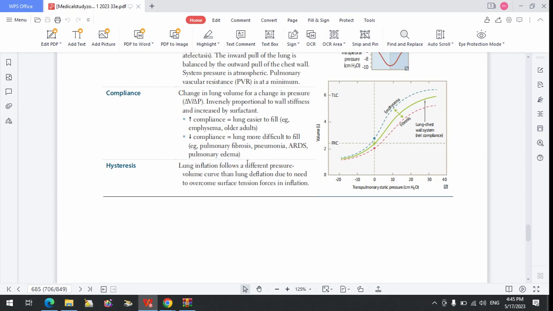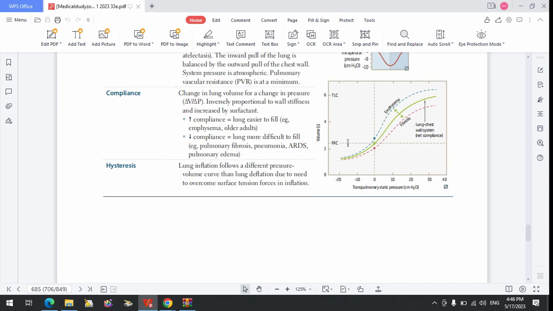So pulmonary fibrosis because of the fibrous tissue, pneumonia because of the congestion they have, depending on the phase of pneumonia. If they get consolidated too, they cannot expand. ARDS, because of the inflammatory process that occurs in ARDS, you have non-cardiogenic pulmonary edema. You have pulmonary edema in ARDS, but it's non-cardiogenic. So when we get to ARDS, we'll shed more light on that. But just know that pulmonary edema, that fluid overload, is also what is making it less compliant.